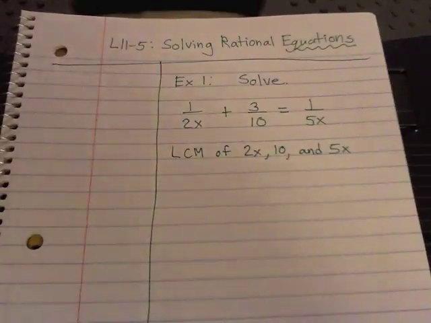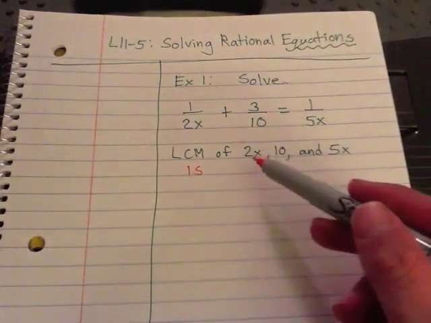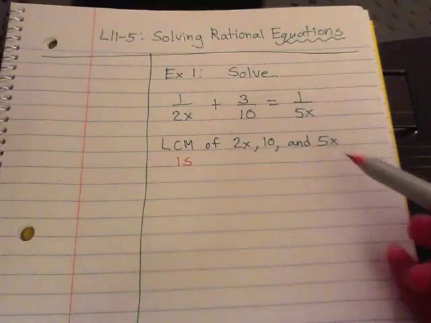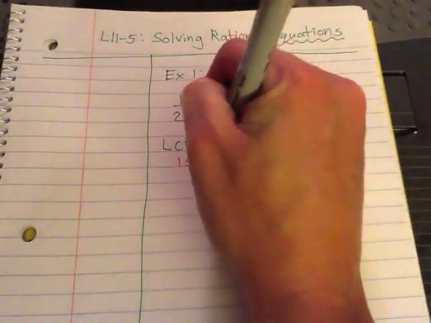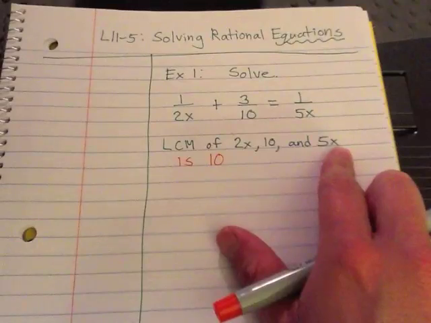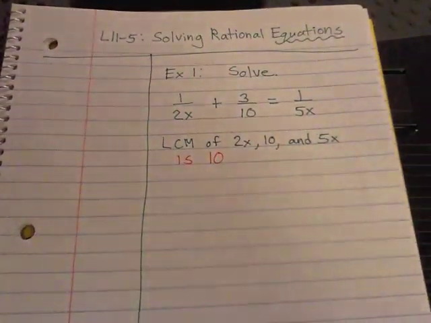If you're looking for your LCM, you're just going to look at your numbers first. The numbers 2, 10, and 5 all go into 10, so it would be 10. And then you always look for the variable with the highest power. So x is your highest variable.